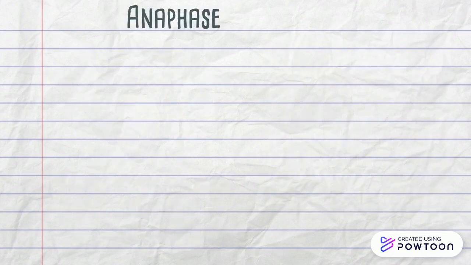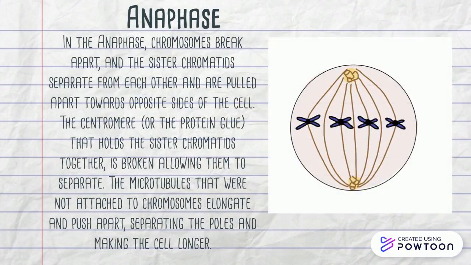In the anaphase, chromosomes break apart and the sister chromatids separate from each other and are pulled apart towards opposite sides of the cell. The centromere that holds the sister chromatids together is broken, allowing them to separate. The microtubules that were not attached to chromosomes elongate and push apart, separating the poles, making the cell longer.